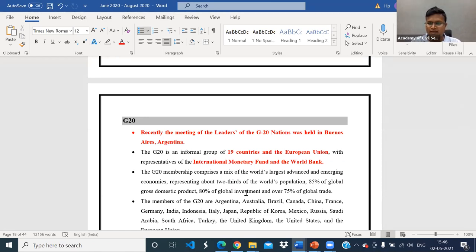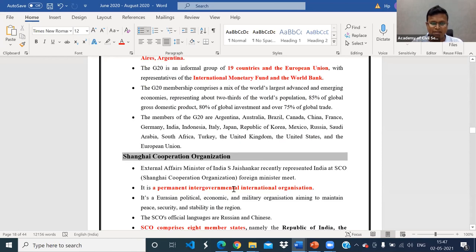G20 has 85% of the global GDP, 80% of the global investment, and 75% of the global trade. G20 functions when there's an economic crisis, to work out how to come out of the crisis. G20 was very active during the 2008 economic crisis, and presently it has also become active because of the COVID-19 economic crisis.